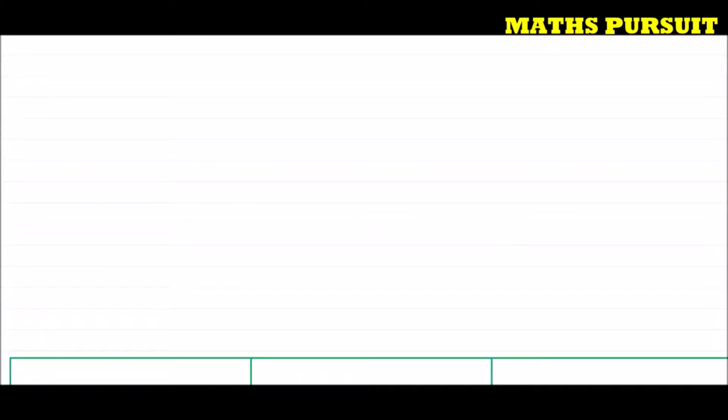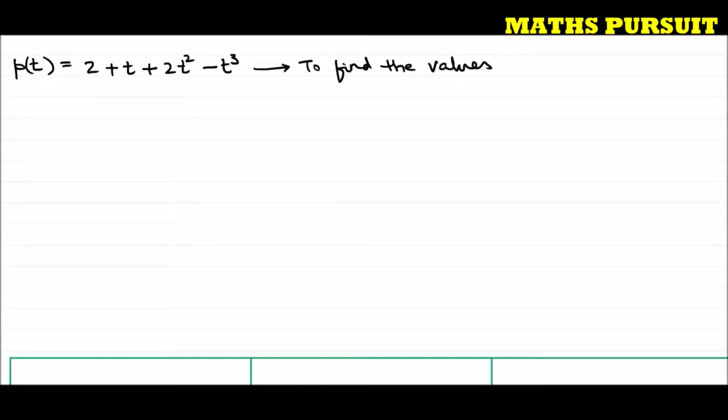Question has given us this polynomial P(t) = 2 + t + 2t^2 - t^3. This is what the question has given us, and the question is asking us to find the values of P(0), P(1) and P(2).